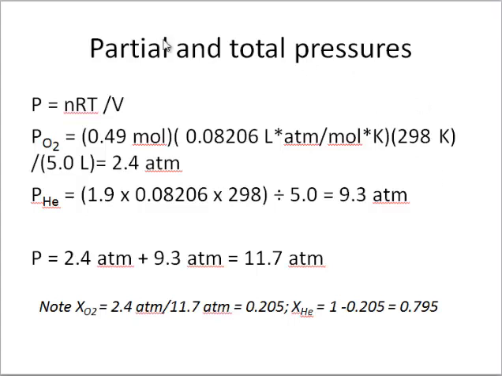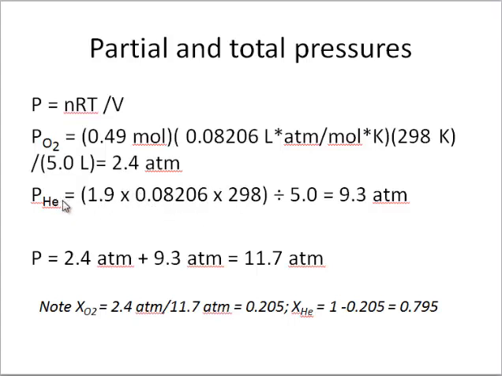Once we have moles of each gas that go into the 5-liter container, we can calculate partial and total pressures in the container using the ideal gas law. P is nRT over V. We can find a partial pressure for oxygen and for helium. Oxygen: 0.49 times the gas constant times 298, divided by 5 liters, we get 2.4 atmospheres.